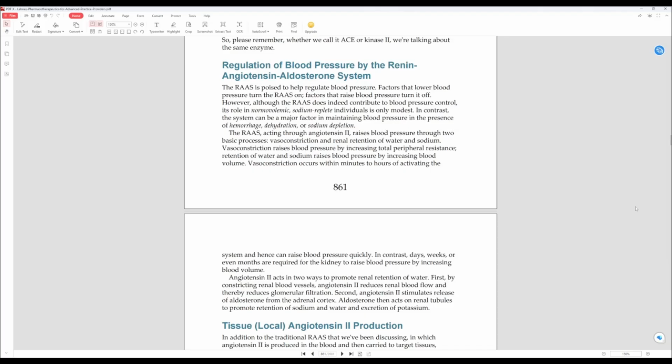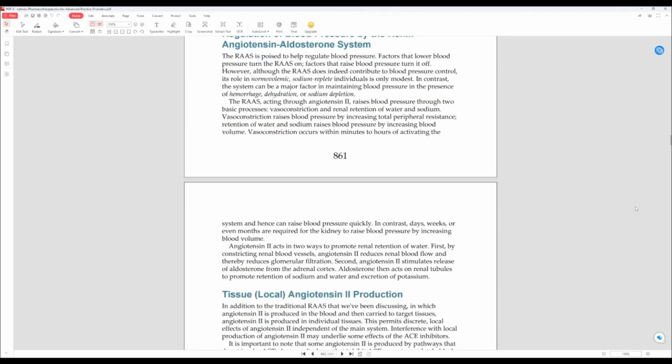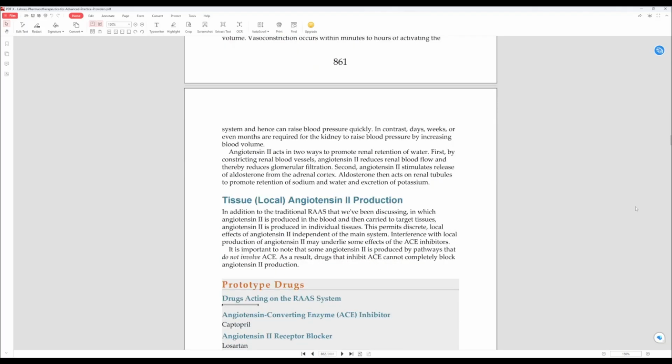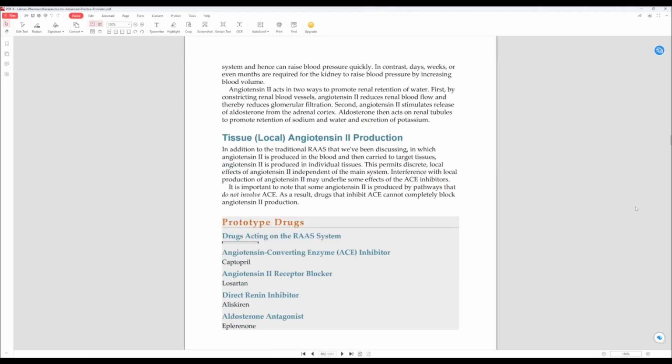RAS, acting through angiotensin 2, raises your blood pressure through two basic processes: vasoconstriction and the renal retention of water and sodium. Vasoconstriction raises blood pressure by increasing the total peripheral resistance. Retention of water and sodium raises blood pressure by increasing blood volume. Vasoconstriction occurs within minutes to a couple hours of activating the system and therefore can raise blood pressure rather quickly. In contrast, days, weeks, or even months are required for the kidneys to raise blood pressure by increasing blood volume.